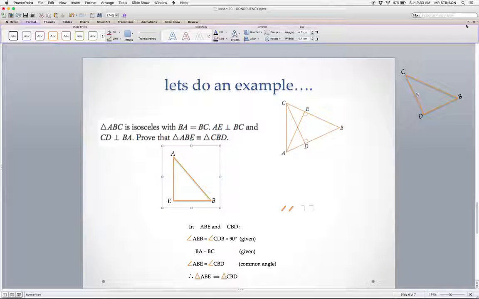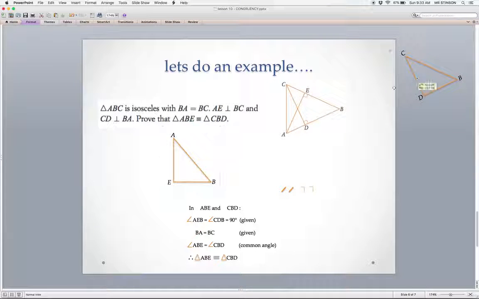Over here, I've got triangle CBD, another one that they've asked us to prove is congruent within the question. So I'm going to bring it down as well and reposition it just so that it's easier to look at and easier to understand.